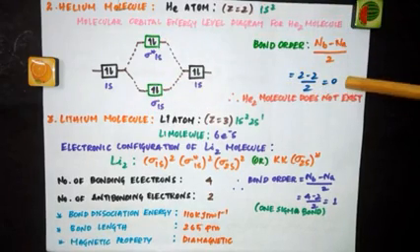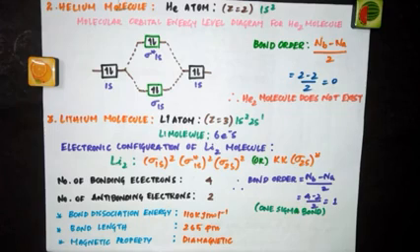So 2 minus 2 by 2, that gives you 0. Since the bond order is 0, this indicates that there is no net bonding in the helium molecule. So the He2 molecule should not be formed. It is just a hypothetical molecule. In fact, there is no experimental evidence for the existence of this molecule.